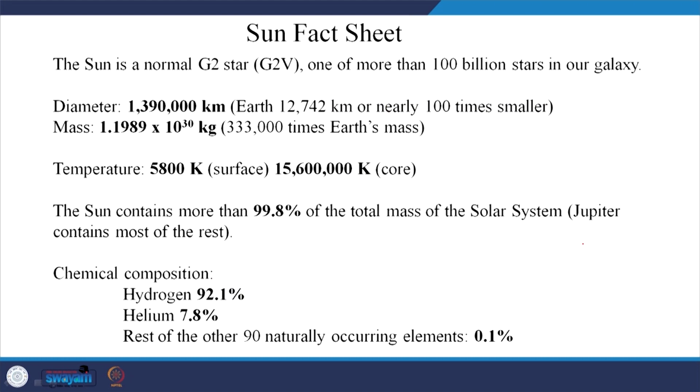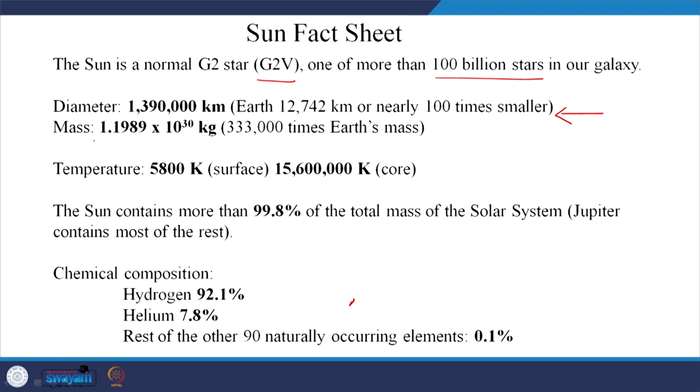So, let us see some quick facts about the sun. The sun is a G2 star. The spectral classification of the sun is G2V, which is one of nearly 100 billion stars in our galaxy. The diameter of the sun, like we see, is nearly 110 times the diameter of the earth.